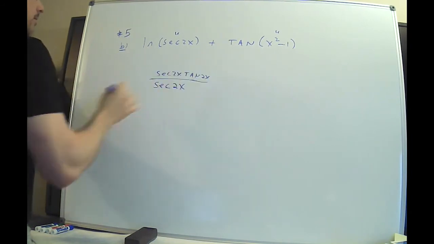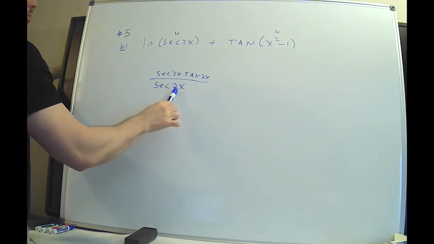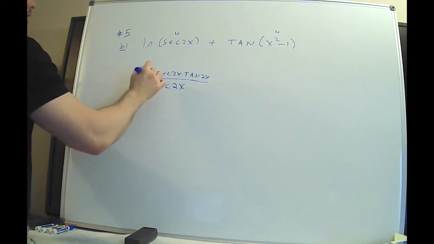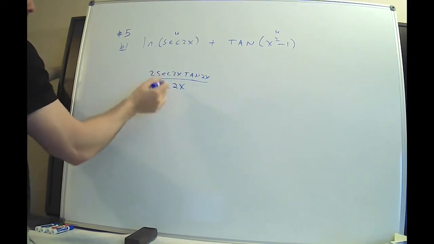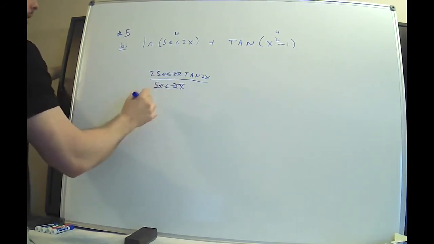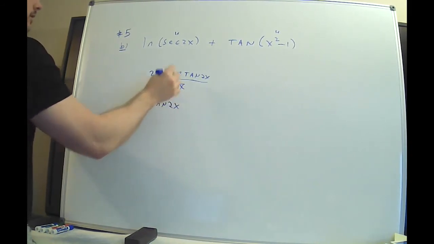But I'm not done. I need the derivative of 2x, right? It's secant u, so you have to do du. So you just put the 2 in the front. Now, look, they match. Yay! Cross them out. So you just get 2 tan 2x for the first part.